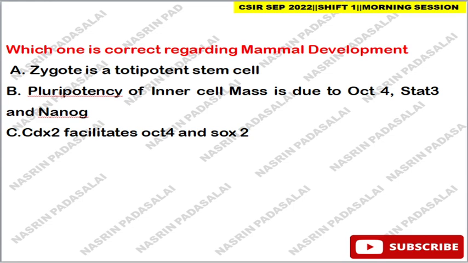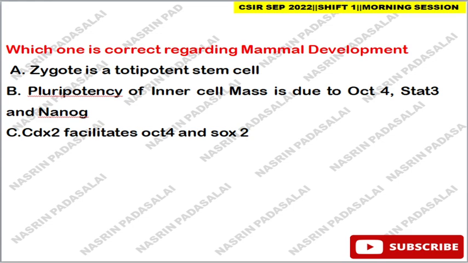Which one of the following is correct regarding mammalian development? First, a zygote is a totipotent stem cell. Yes, it is correct. Zygote means a fertilized egg. So the zygote will lead to the formation of all types of cells. In addition to that, the zygote also leads to the formation of extra-embryonic cells. So the zygote is a totipotent stem cell.